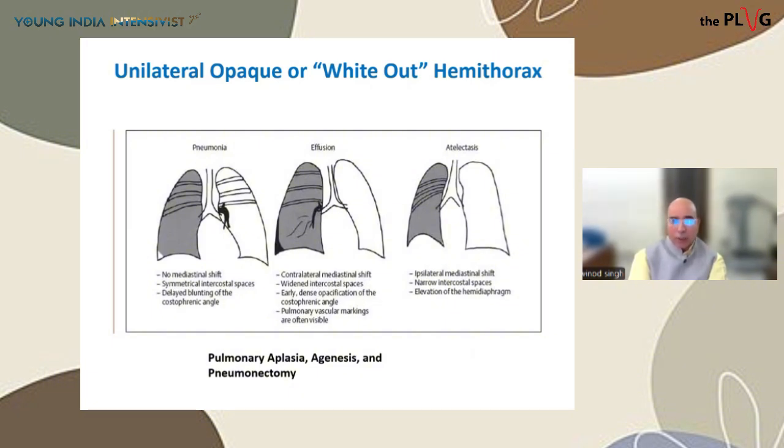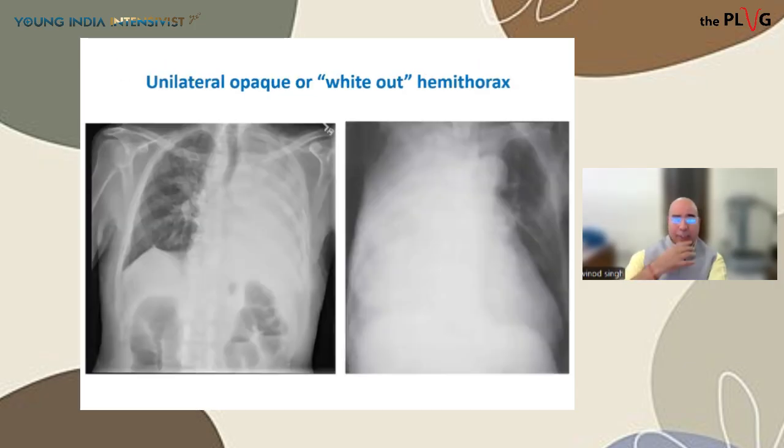There could be other causes like pulmonary aplasia, like agenesis, and also like pneumonectomy. So these factors can cause a unilateral opaque lung. If I look here, the left-sided lung is opaque in one X-ray, and there is a pull of the trachea because of the collapse. The other X-ray is white-out again, but the trachea and mediastinum are shifted towards the left side because of the large pleural effusion. So you can see here that the differential diagnosis of an opaque lung depends upon how the trachea and the mediastinum are shifted.